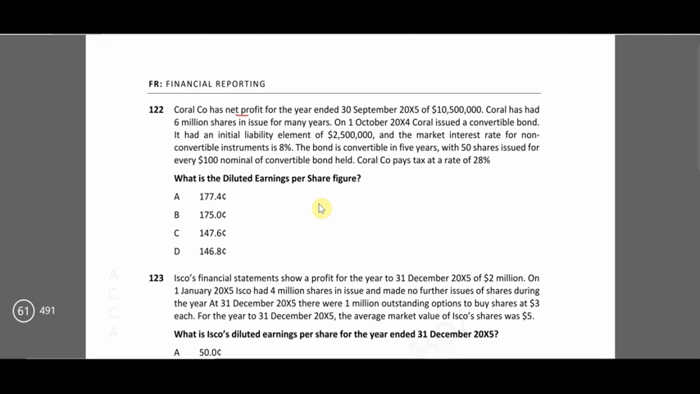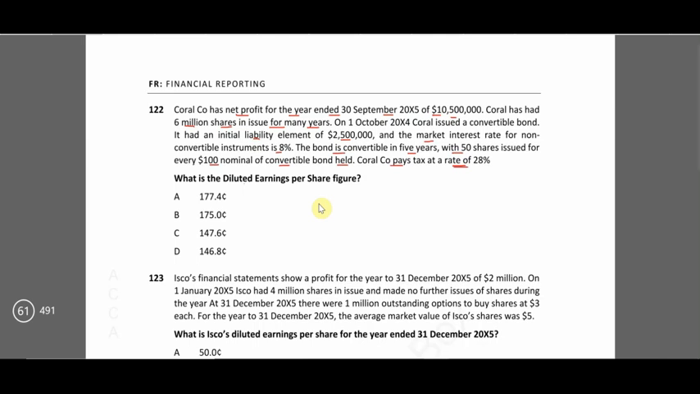Coral Company has net profit for the year ended 30th September 20x5 of 105,000,000. Coral has had 6 million shares in issue for many years. So this is the net profit, and the number of shares in issue is 6 million. On 1st October 20x4, Coral issued a convertible bond. It had an initial liability element of 25 lakh, which is 2.5 million, and the market interest rate for the non-convertible instrument is 8%. The bond is convertible in 5 years with 50 shares issued for every 100 nominal of the convertible bond held. Coral pays tax at the rate of 28%.